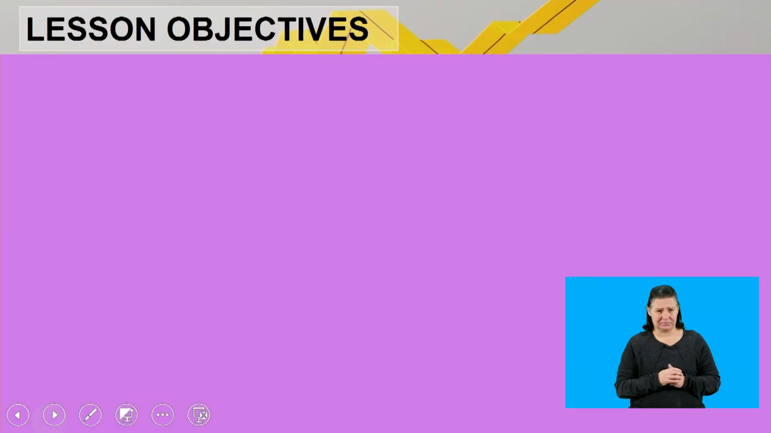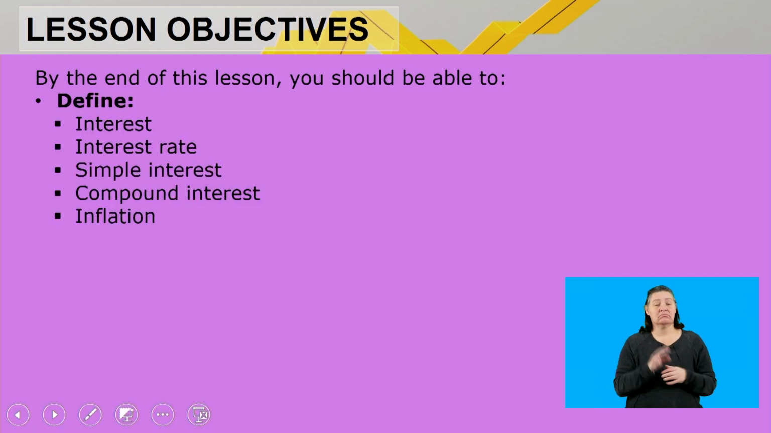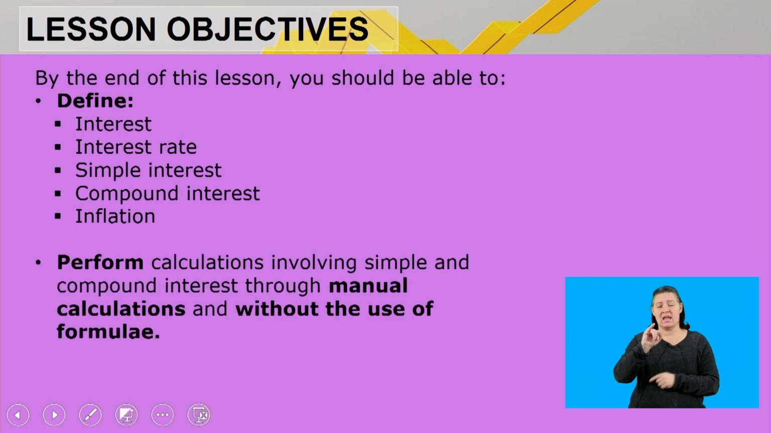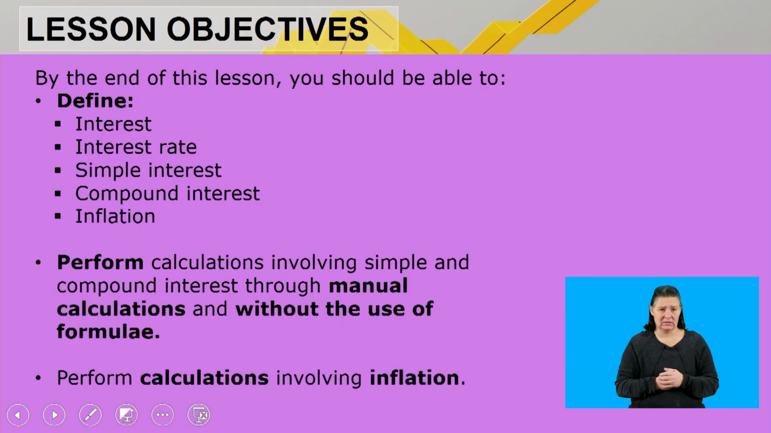So what is it that I'll expect of you in today's lesson? Let us quickly go to our lesson objectives. By the end of this lesson, you should be able to define the following terms: interest, interest rate, simple interest, compound interest, as well as inflation. Also important for today's lesson is that you will be able to perform calculations involving simple and compound interest through manual calculations. Very important to note, through manual calculations without the use of any formulae. And then also you must be able to perform calculations involving inflation.